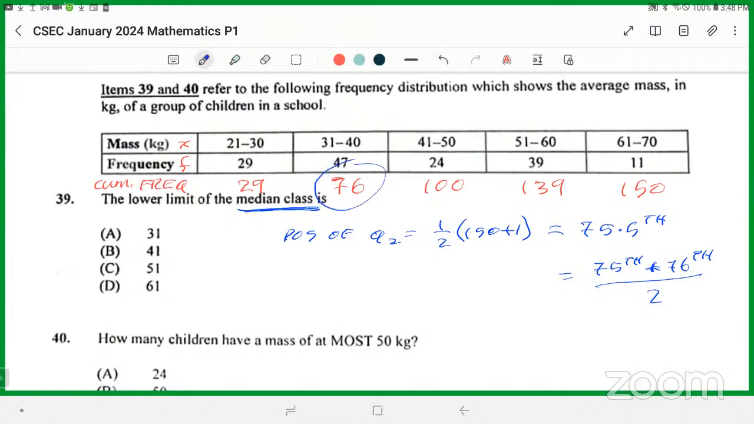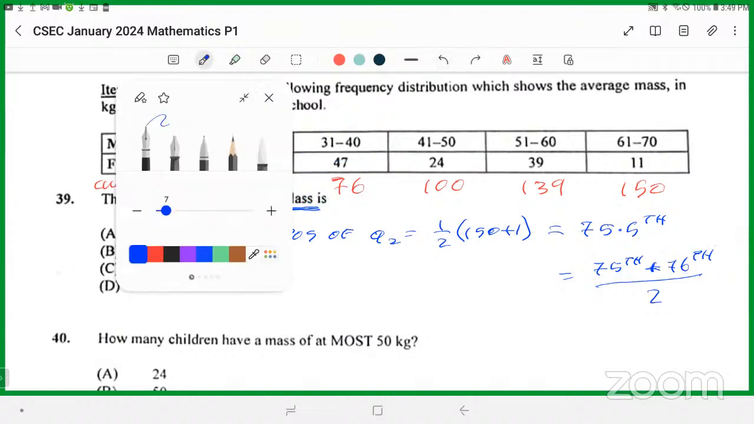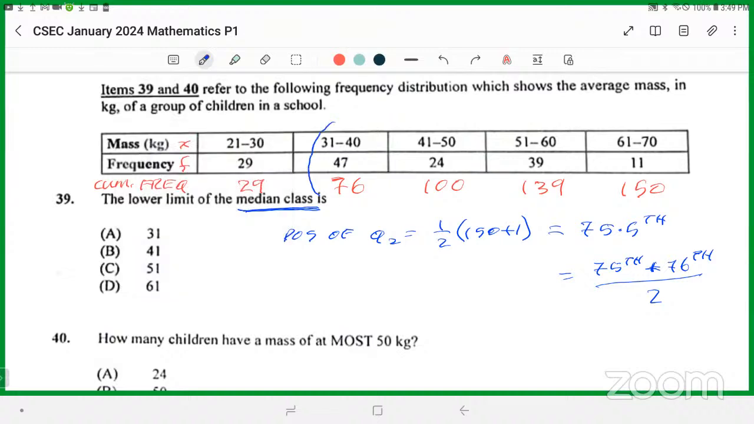When we finish this group, we reach 29. When we finish this group, we actually reach 76. So these two values are in this group. Therefore, this is the median group, the median class. The median is in there. The lower limit is 31 in that class. So this is the answer. This was about finding where the median is.